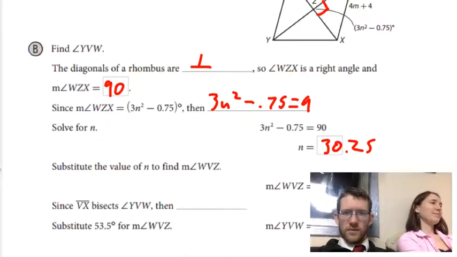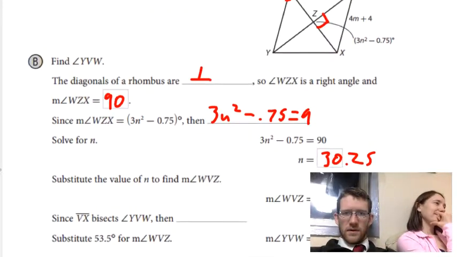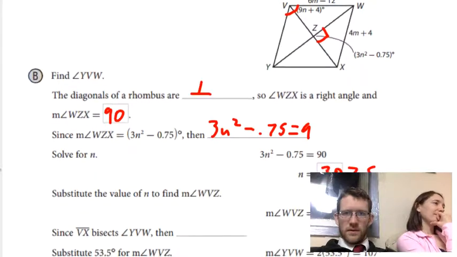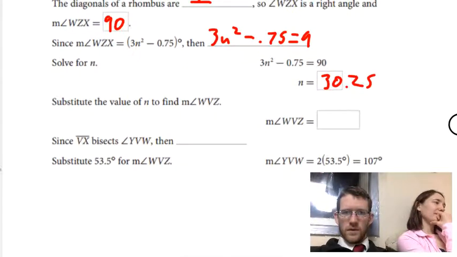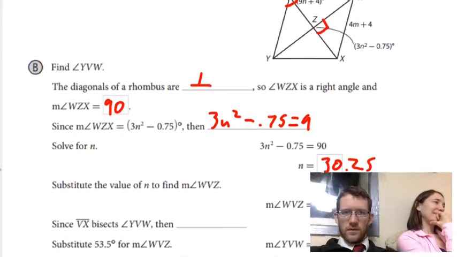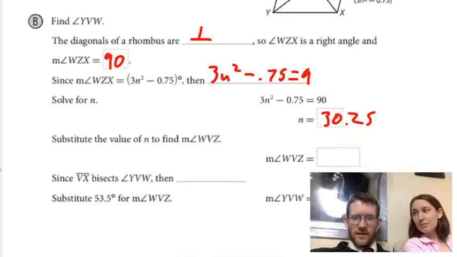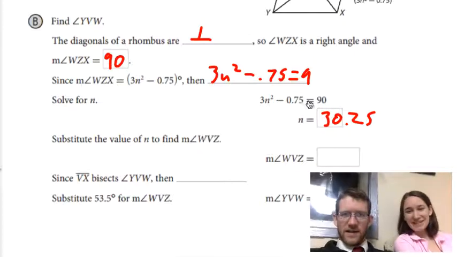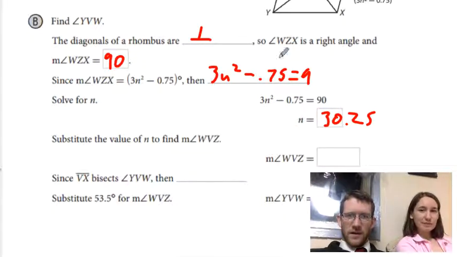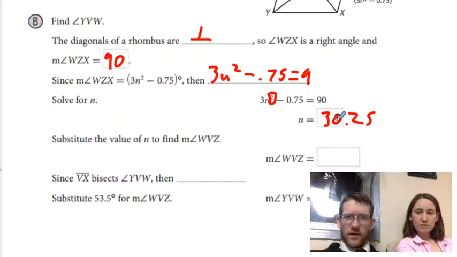Did I mess this one up? How did I mess this one up? Okay, I figured out my error. Sorry, I need to take the square root, right? I missed the fact it was n squared here. So I need to take the square root of 30.25.